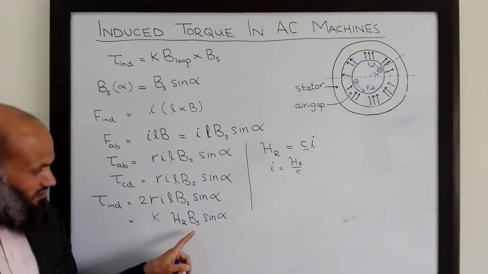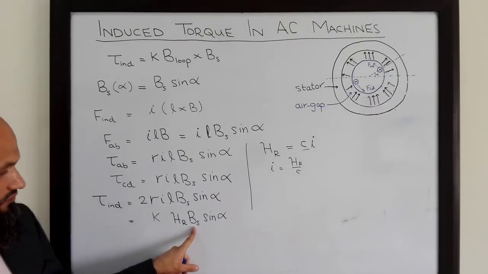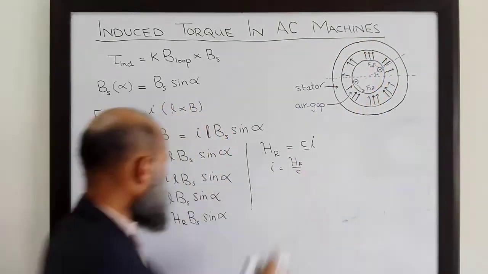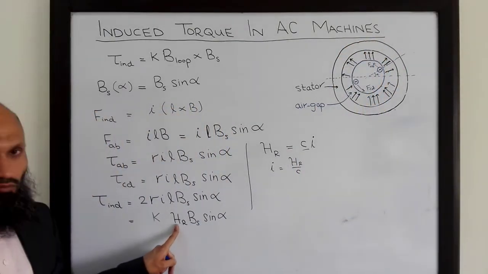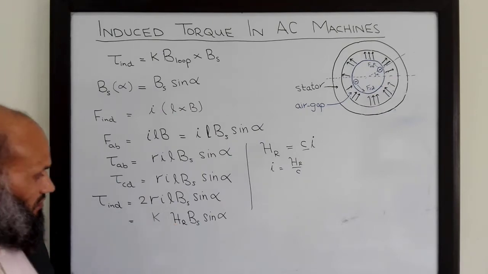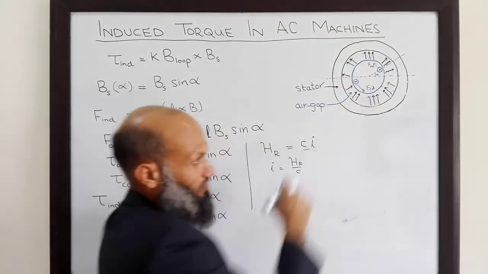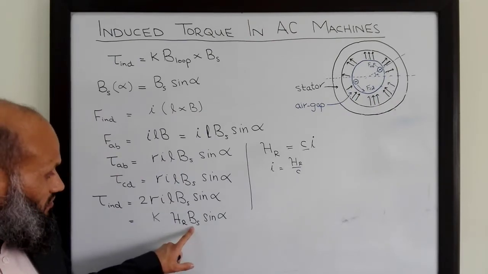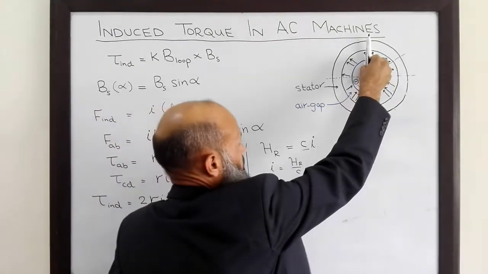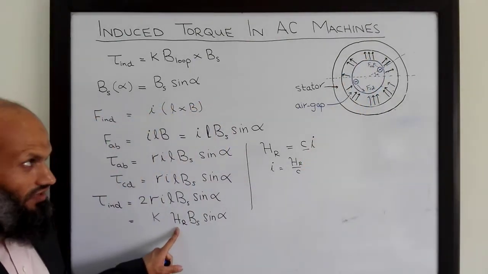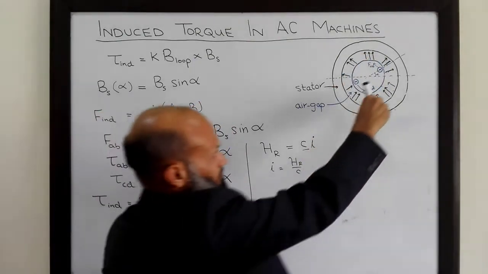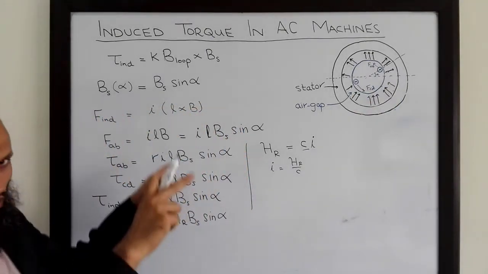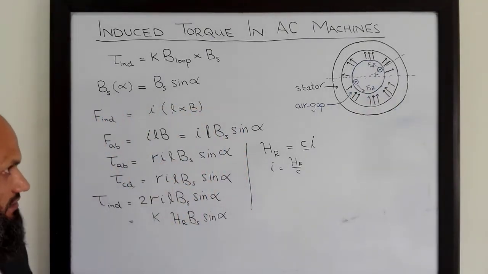So in this expression, Bs is the flux density vector due to the stator magnetic field, and HR is the magnetic field strength vector which is due to current in this coil. The direction of this flux density vector is upward, and the direction of HR is perpendicular to the surface of this coil. Let's show these directions in a more magnified diagram.